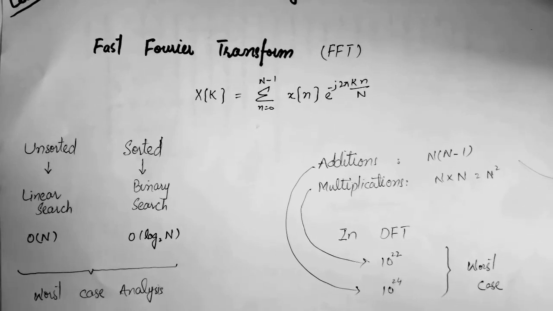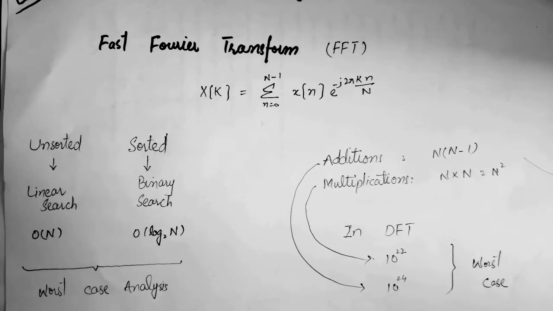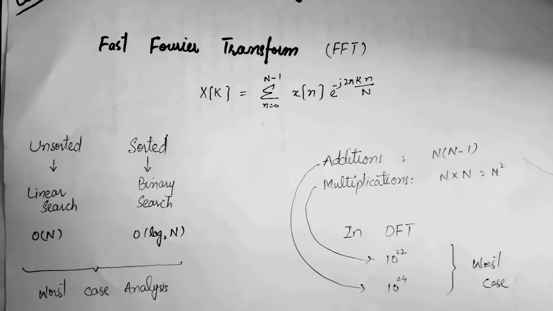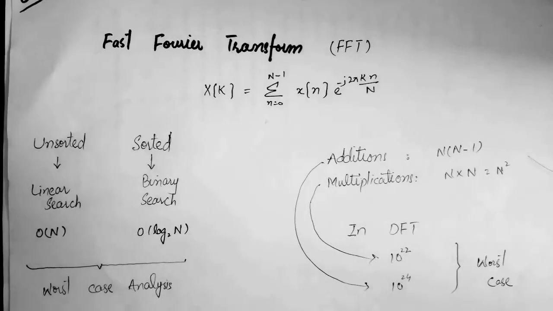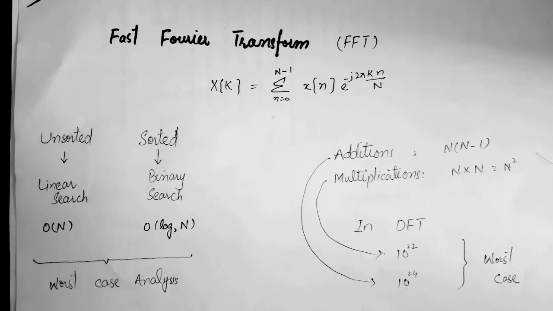Today we are going to discuss the fast Fourier transform. The equation of fast Fourier transform is X of k is equal to summation n is equal to 0 to N minus 1 x of n e to the power minus j2 pi k n over N.